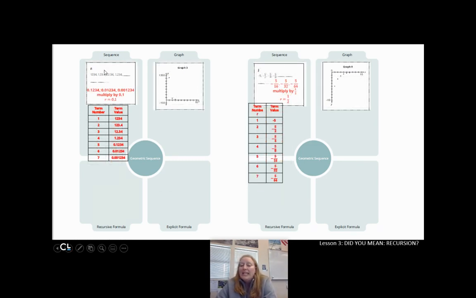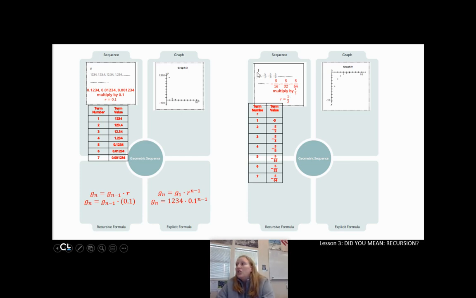I have sequence F next. For sequence F, my common ratio was 0.1, so I just plugged that into my recursive formula. And then I also see that my first term is 1,234, so I put both my first term and my common ratio R into my explicit formula.